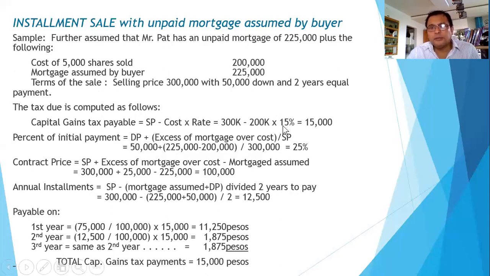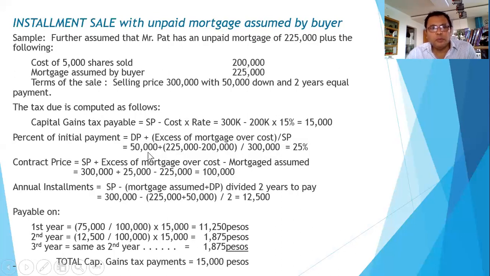So 100,000 times 15% equals 15,000 pesos. For the initial payment, we will compute how much is the initial payment made. It is computed by getting the down payment and then adding the excess of the mortgage over the cost, divided by the selling price. The excess of mortgage over the cost is the mortgage assumed by the buyer minus the cost.